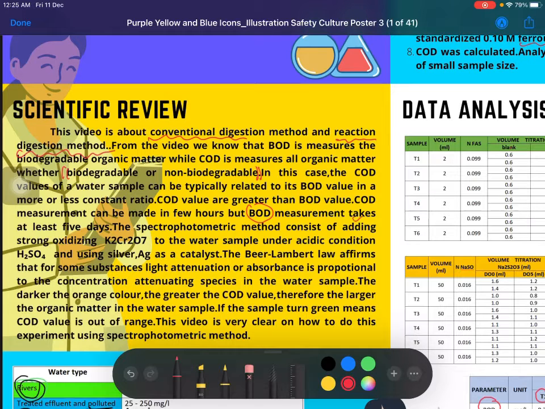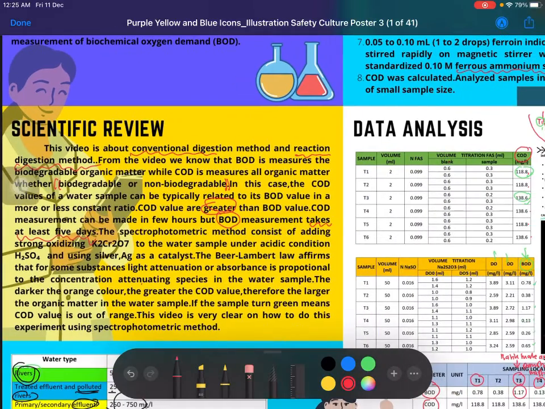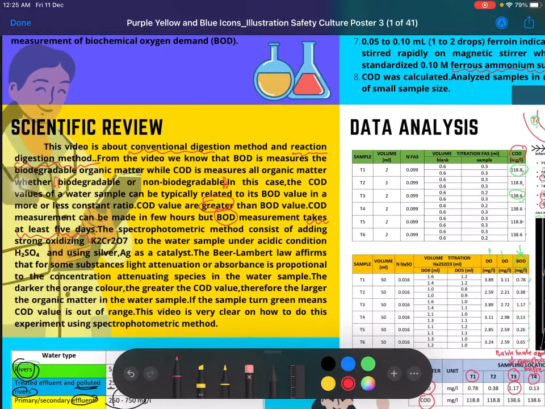The spectrometric method consists of adding strong oxidizing potassium dichromate to the water sample under acidic condition, sulfuric acid, and using silver as a catalyst. The Beer-Lambert law affirms that for some substances, light attenuation or absorbance is proportional to the concentration of the attenuating species in the water sample. The darker the orange color, the greater the COD value, and therefore the larger the organic matter in the water sample. If the water sample turns green, it means the COD value is out of range.